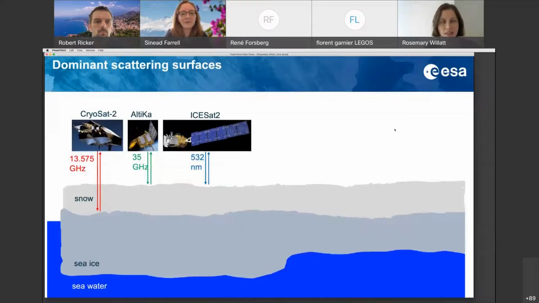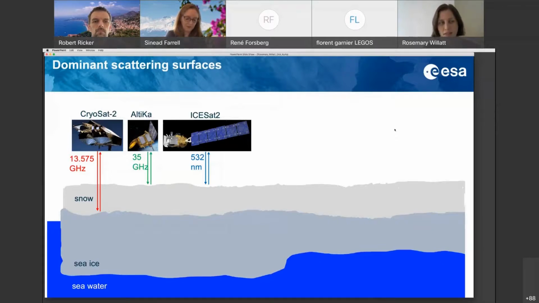So I'm just going to start off, and I think we all know this, but I just want to recap because it's so key for some of the messages in my talk: the typical assumptions that have been used in the past about the dominant scattering surface in the snow on sea ice system. In the very old days, the simplest assumption was that for CryoSat-2, at Ku band, the dominant scattering surface was the snow-ice interface. And this differs from the assumptions typically used for Antarctica and ICESat, which was that the dominant scattering surface was the air-snow interface.